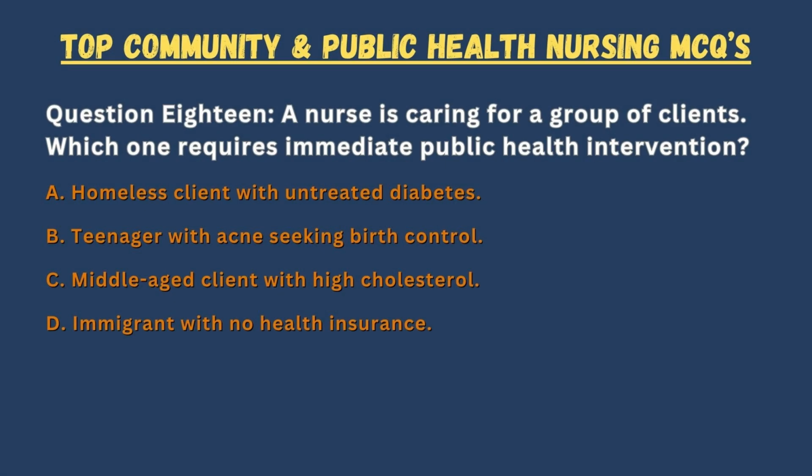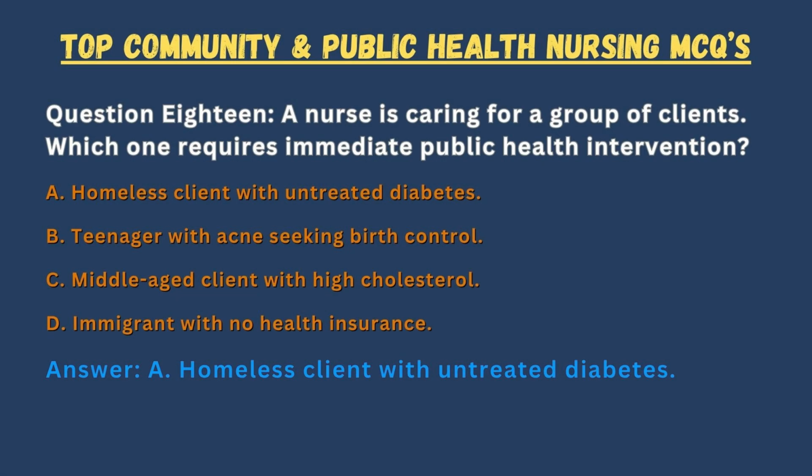Question 18. A nurse is caring for a group of clients. Which one requires immediate public health intervention? A. Homeless client with untreated diabetes. B. Teenager with acne seeking birth control. C. Middle-aged client with high cholesterol. D. Immigrant with no health insurance. Answer. A. Homeless client with untreated diabetes.